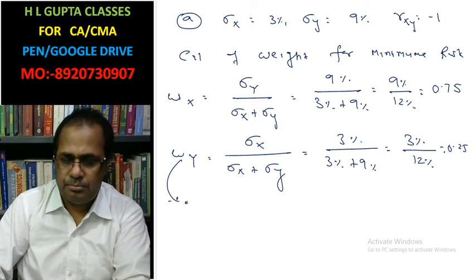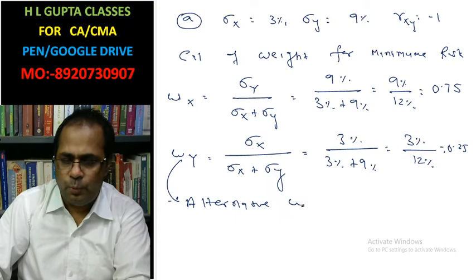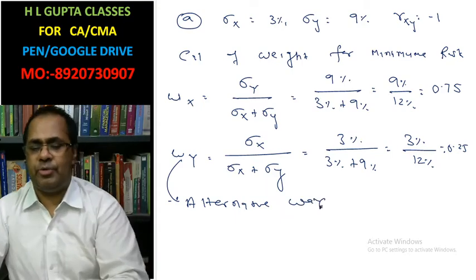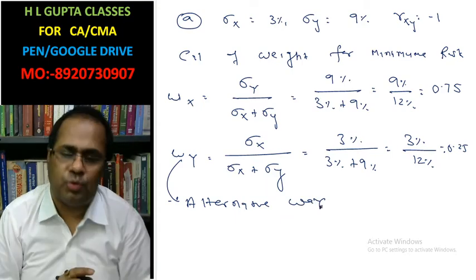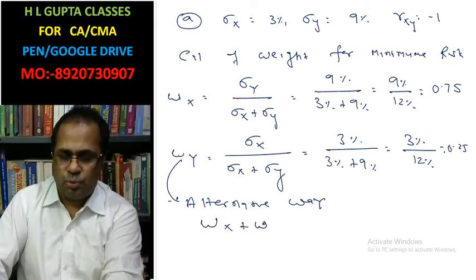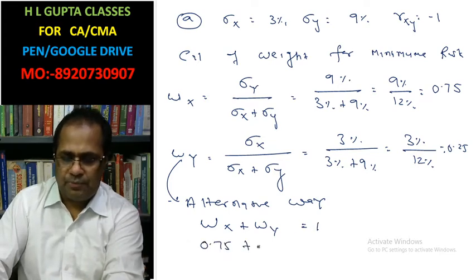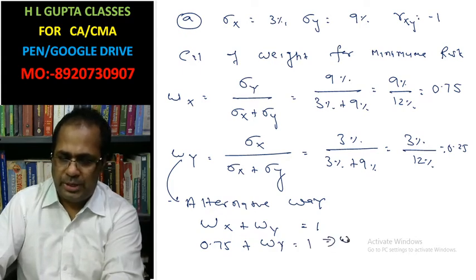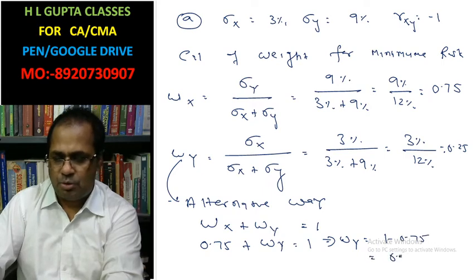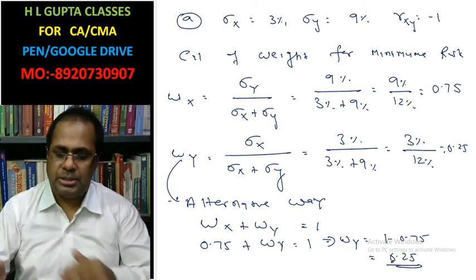What will be the alternative way? The sum of weights is always 1. So weight X plus weight Y equals 1. Weight X equals 0.75, and weight Y you have to calculate. In this case, weight Y is 1 minus 0.75, which is 0.25. You can also calculate it this way.